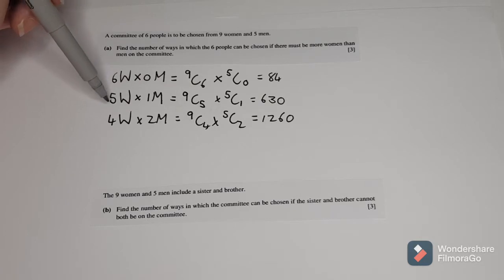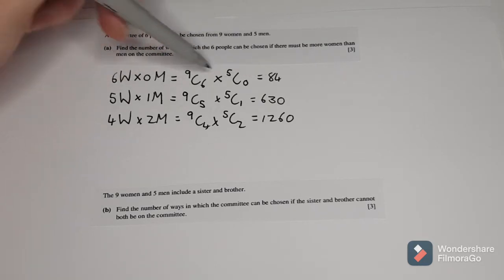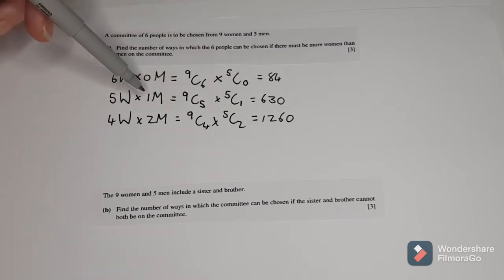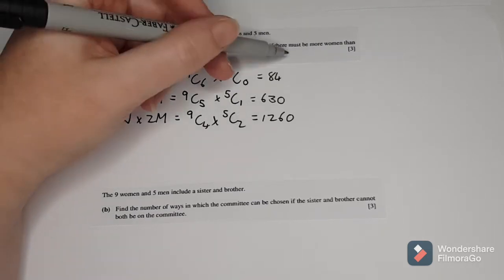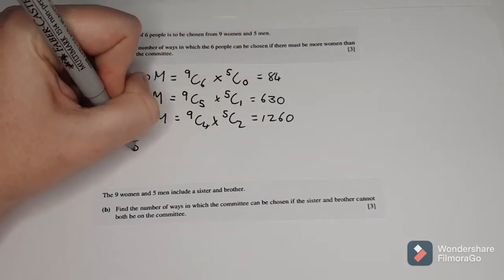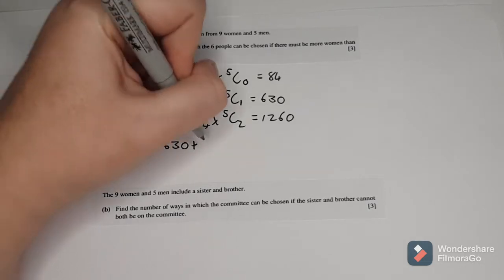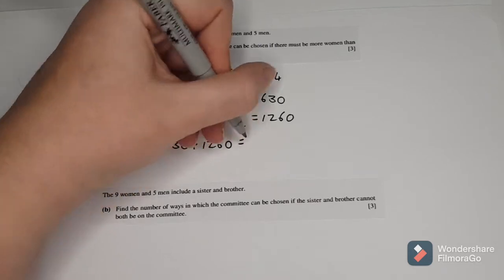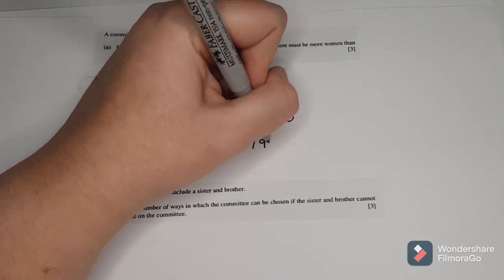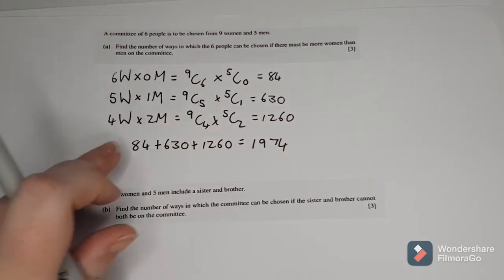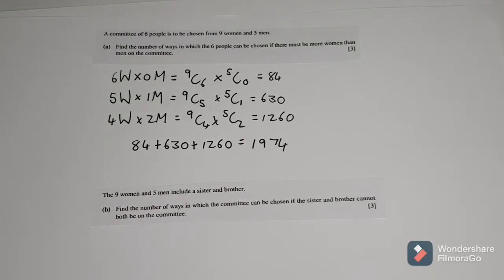Because I'm saying or, remember, or means add. So it's either this option, or that option, or that option. So I need to take all of these and add them together for my final answer, to give me my total of 1974 when I add everything together.